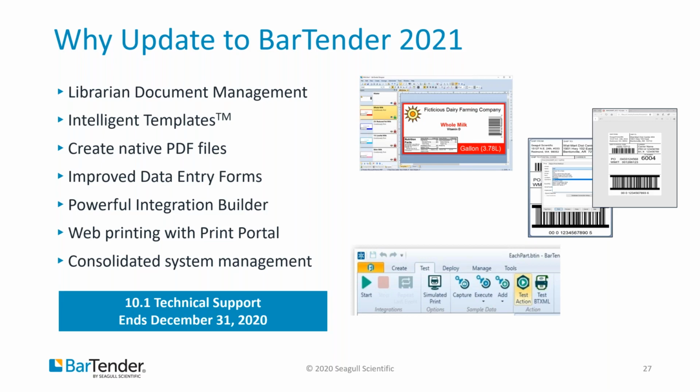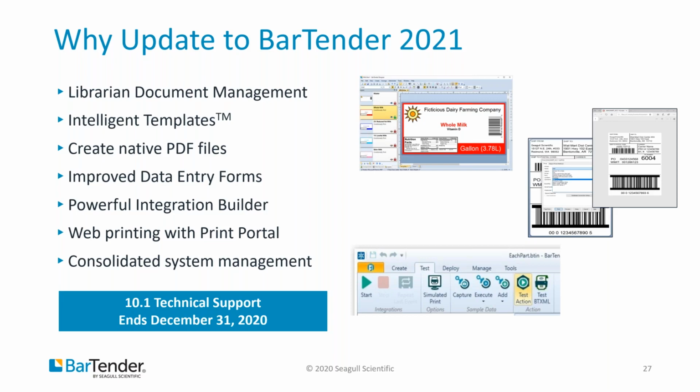The second reason for updating to BarTender 2021 is a whole bunch of new capabilities. As Manny sort of described, the new updated Librarian document management system is much faster. It's got higher performance, a number of new capabilities around workflow, and it has the newest and exclusive-to-us visual workflow designer. It allows you to drag and drop states and transitions to very easily design new workflows.